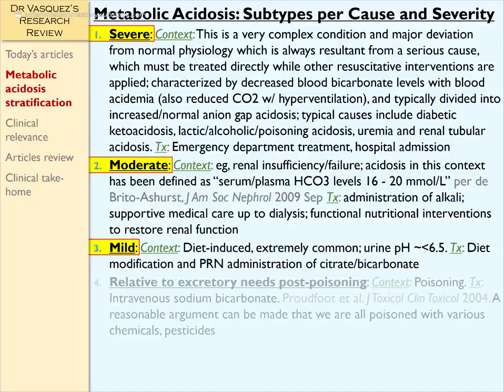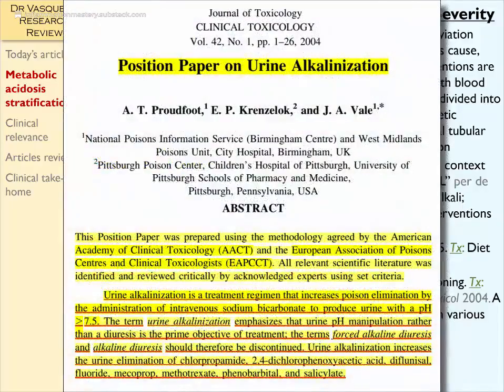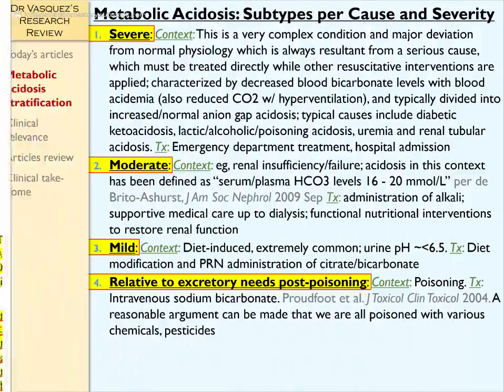I think that we could also look at a 4th category of metabolic acidosis relative to excretory needs in patients who have been acutely poisoned. This was discussed in a landmark publication by Proudfoot and co-authors published in the Journal of Toxicology and Clinical Toxicology in 2004. I'll talk more about that position paper during this presentation, but the clinical context here is acute poisoning, typically in a hospital setting. The specifically recommended treatment for alkalinization in this setting is intravenous sodium bicarbonate.